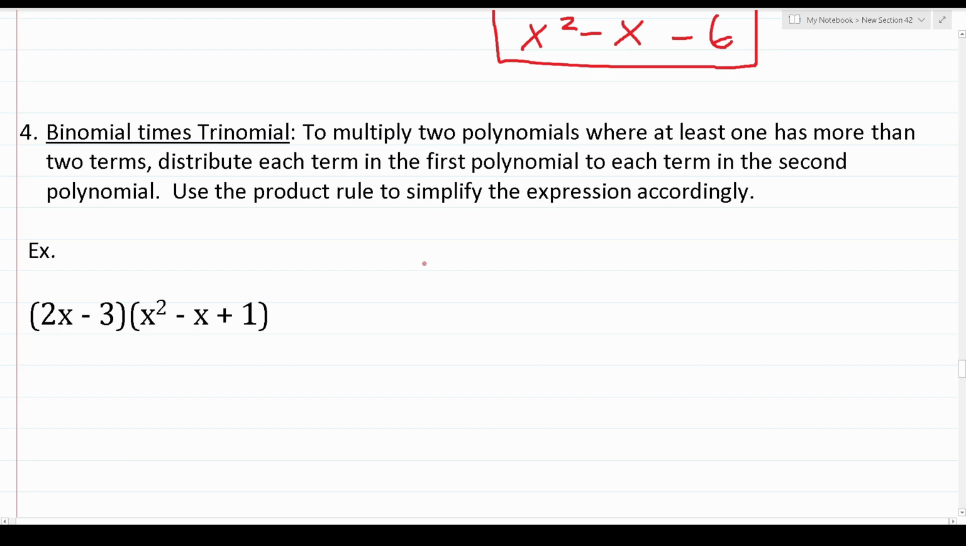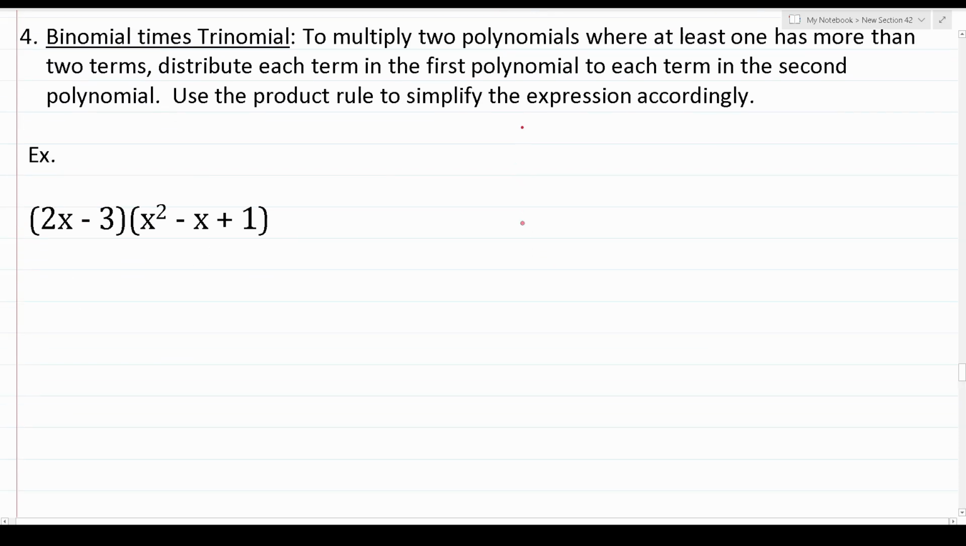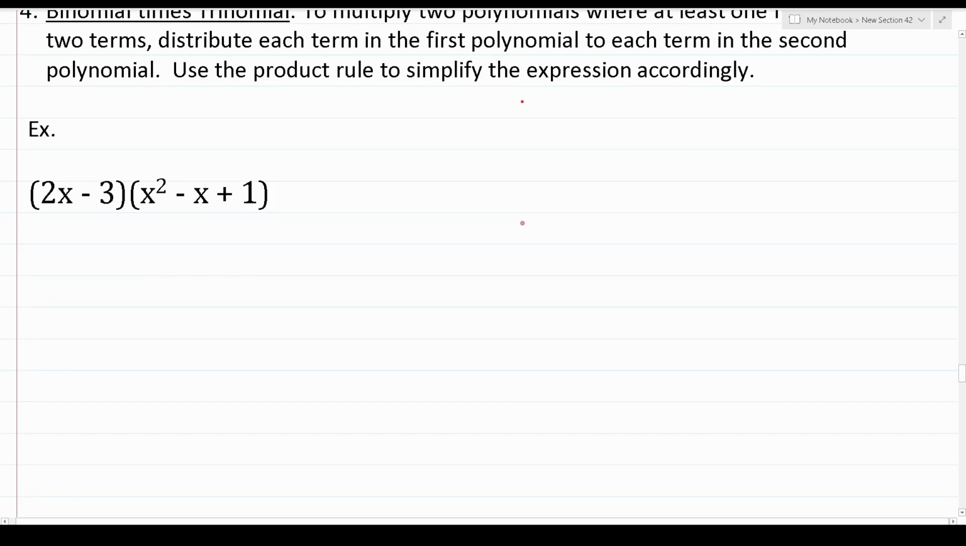Again, the FOIL method just means distribute, which just means take the first term, multiply it by everything in the second polynomial, take the second term, and multiply it by everything in the other polynomial. So let's go ahead and see what that looks like. Not surprisingly, I'm going to start by copying this one down. We have 2x minus 3, and then we have x squared minus x plus 1.